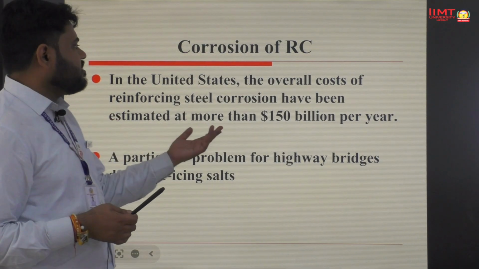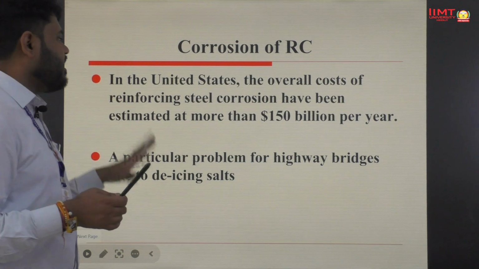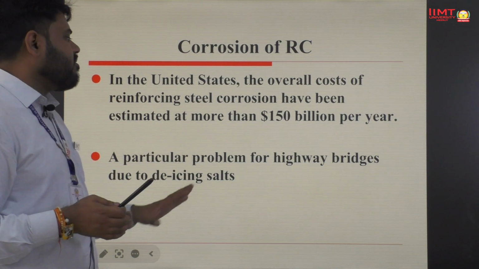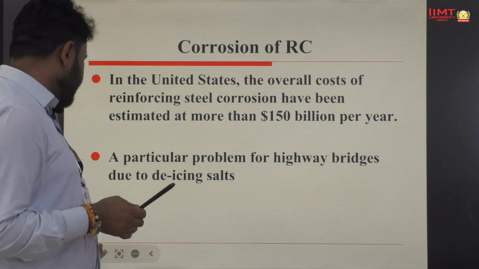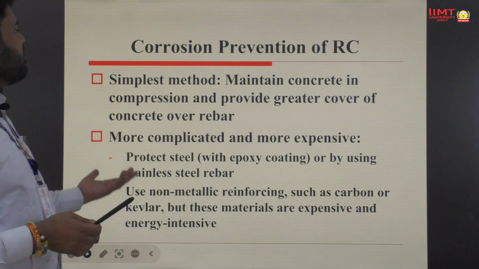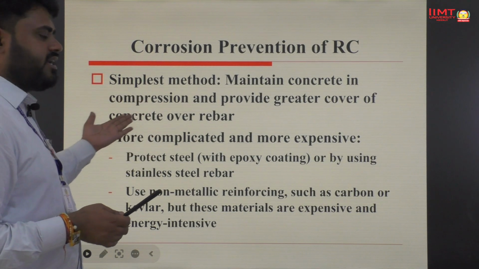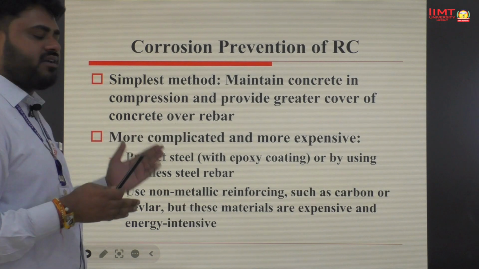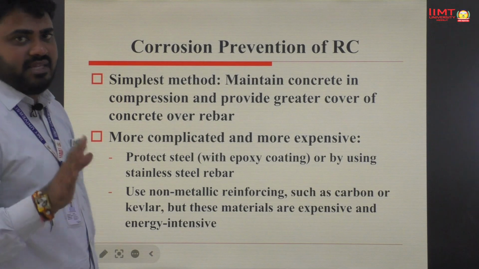In the United States, the overall cost of reinforced steel corrosion has been estimated at more than 150 billion per year, a particular problem for highway bridges due to de-icing salts. This is very important. Corrosion prevention of RCC. Simplest method: maintain the concrete in compression and provide greater cover of concrete over rebar. This is very important and the simplest method.